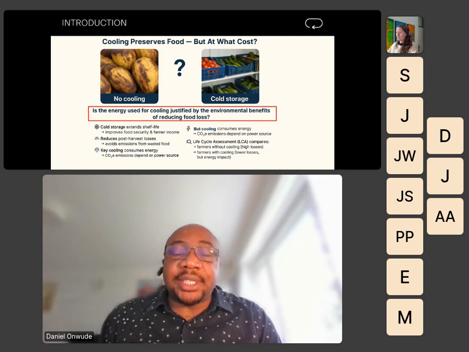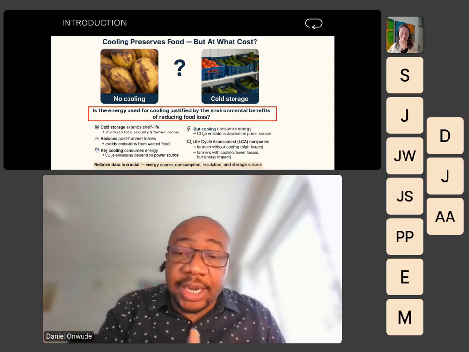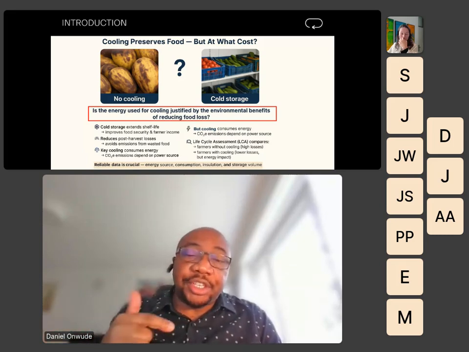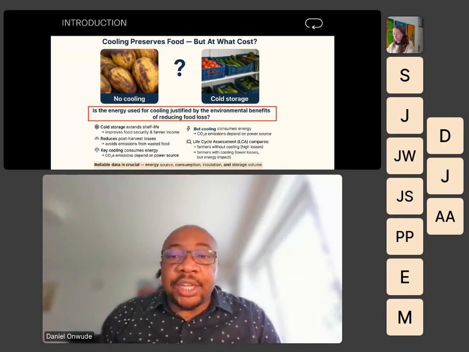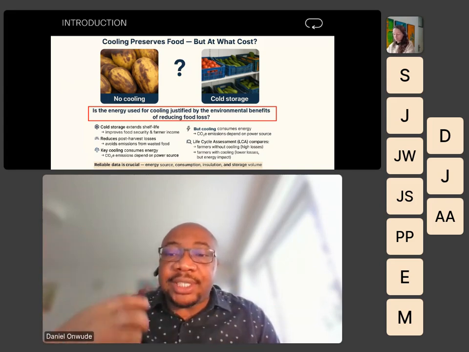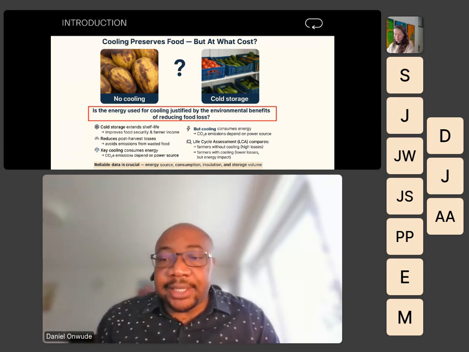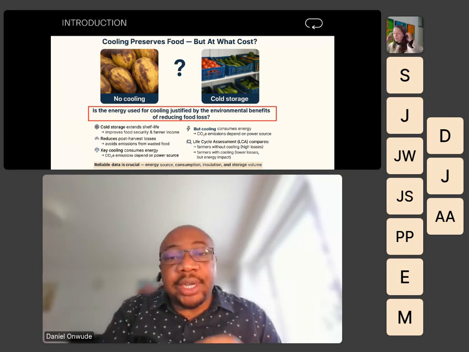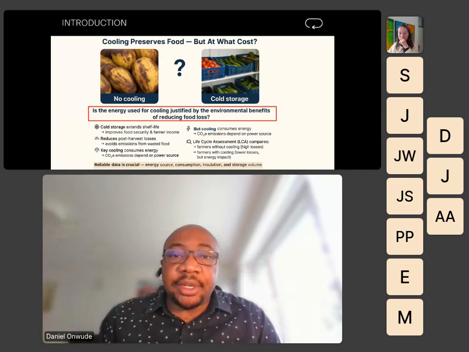To make this assessment meaningful, we also need detailed operation data, right? Things like energy source, energy consumption levels, insulation quality, storage volume, and even target room temperature. That is why we've used the Cultivate app to collect some of this reliable data that feeds directly into the real-time environmental impact assessment. The idea is to ensure that our model reflects the actual conditions in the field.